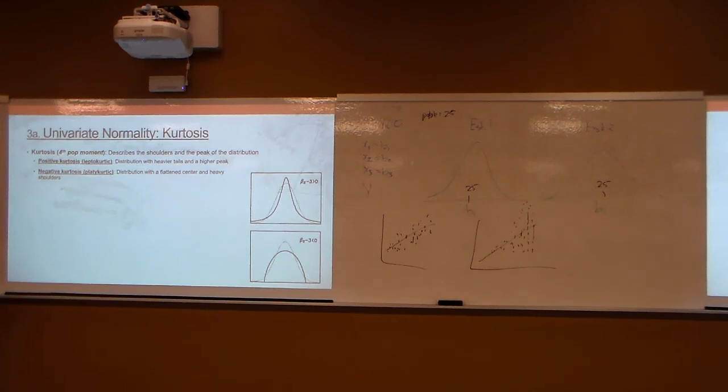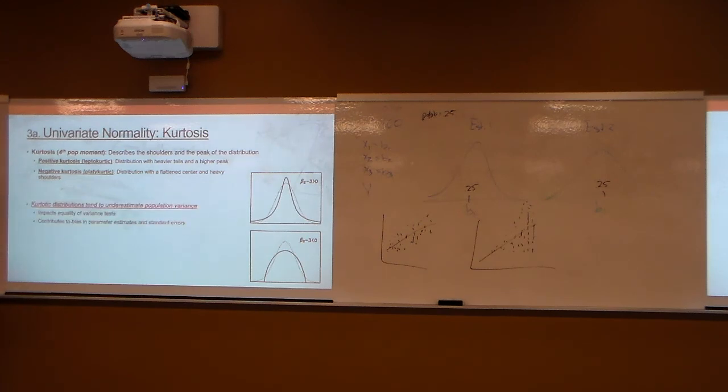Our kurtosis, this is our fourth population moment. Positive kurtosis, or leptokurtic, is a peaked distribution, with a really thin top and kind of flat tails. Negative kurtosis, or platykurtic, has a flat center and heavy tails, kind of dome looking, right?